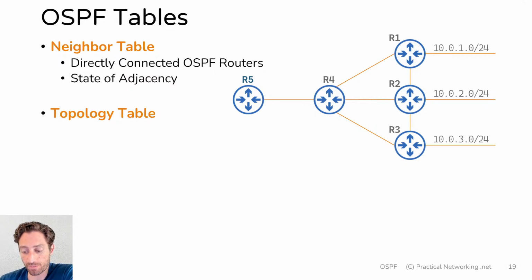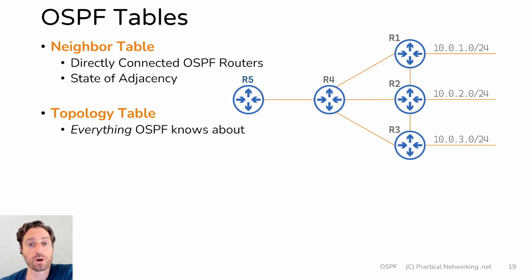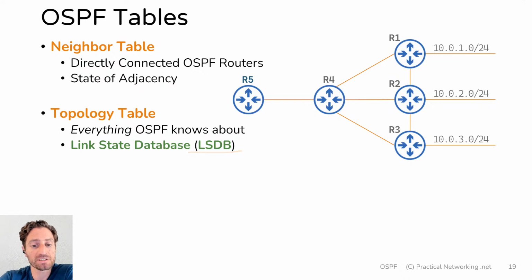The topology table is going to include everything that OSPF knows about. Earlier, I told you that router 3 is going to know about router 5, but not as a neighbor. Well, where that's going to be stored is in the topology table for OSPF. Now, OSPF calls its topology table the link state database, or the LSDB. It's simply what OSPF uses to refer to its topology table.